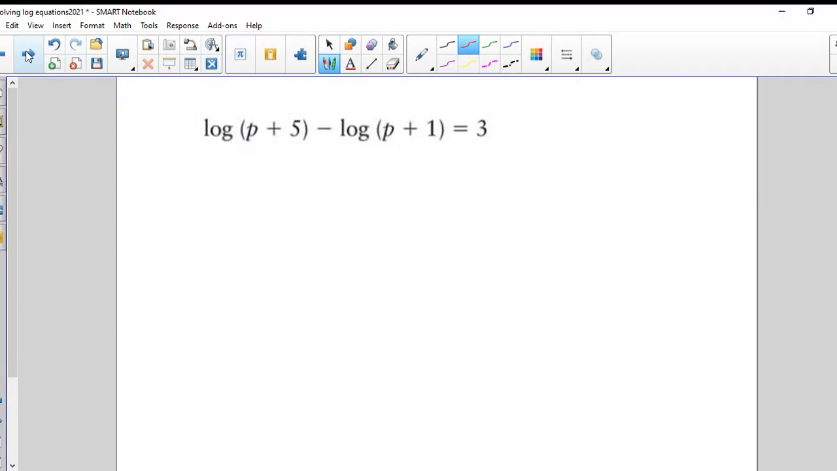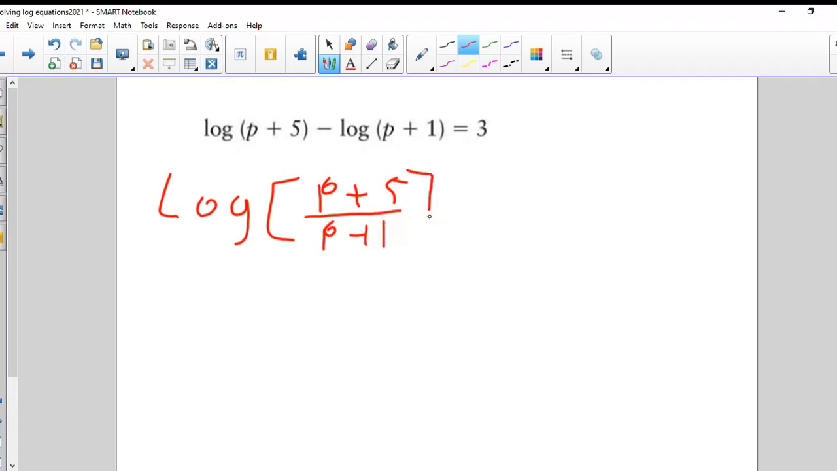So we write that down. It's the log of the p plus 5 over the p plus 1. That's equal to 3. Good stuff. Thank you, Natasha. And then what comes next? I'll just throw that out to the room. What comes next? What's the next step in solving this?